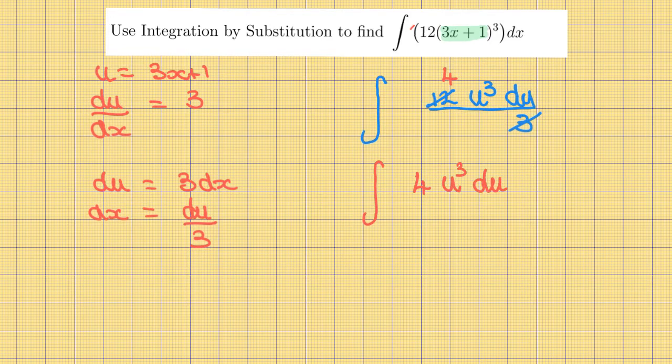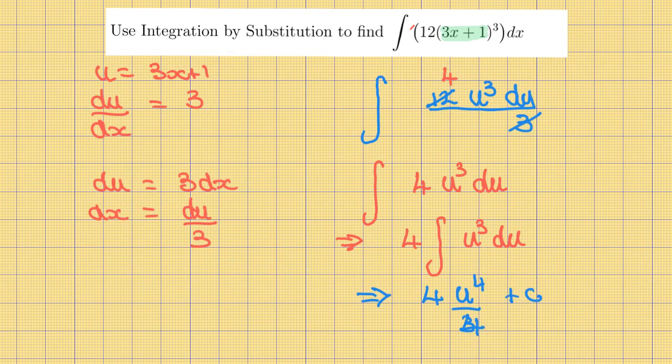We can bring the 4 outside, so therefore we've got 4 times the integral of u cubed du. Therefore we've got 4 times u raised to the power, divide by the new power, plus c. Sorry, that should be 4. They cancel. So therefore the integral, substitute back in, we get 3x plus 1 to the power of 4, plus c.